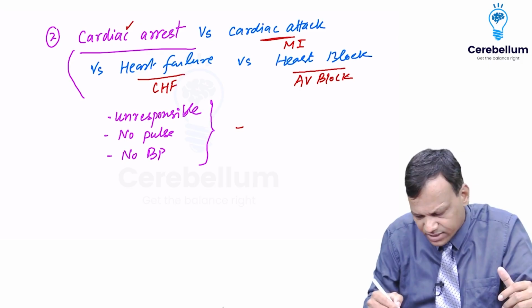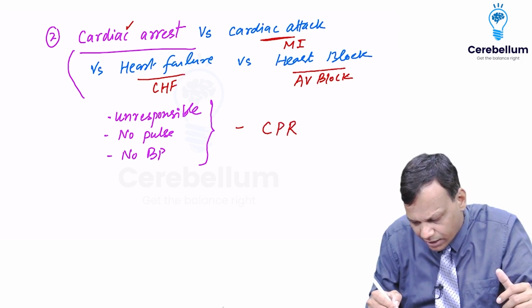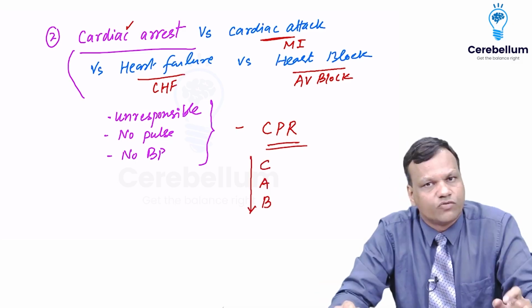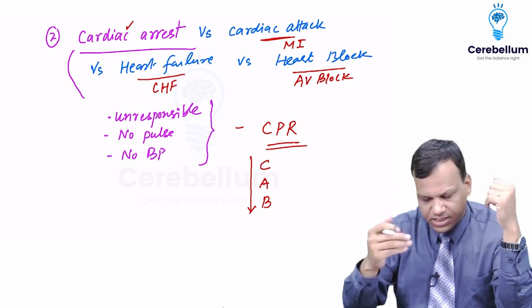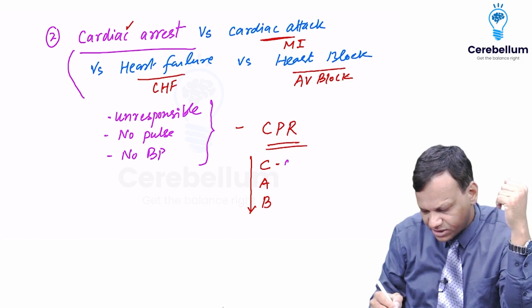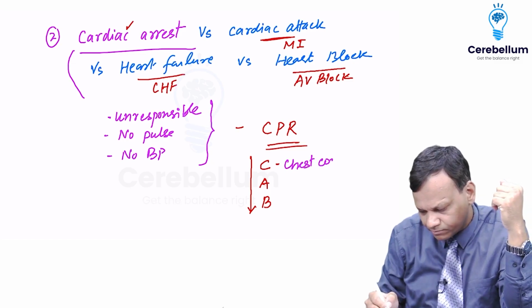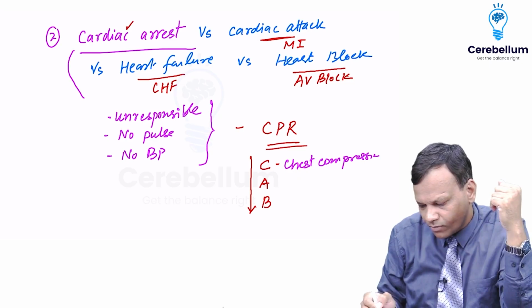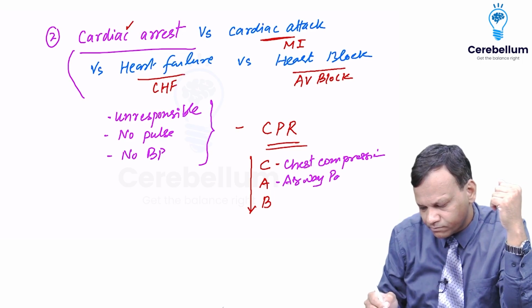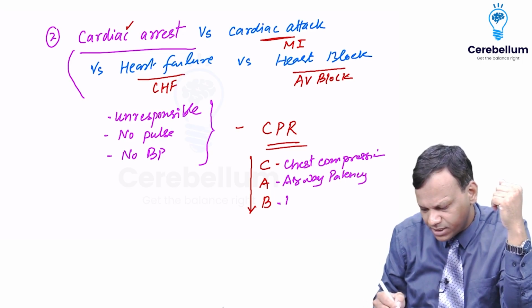First of all, we will start CPR, cardiopulmonary resuscitation. What do we do in CPR? Three things: CAB. C means chest compressions. A is airway patency. And B is breathing.